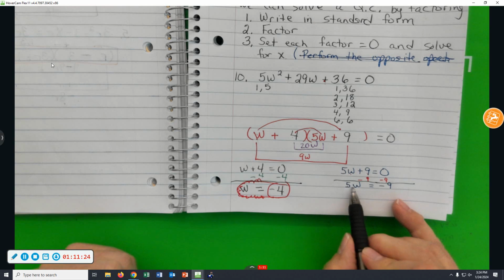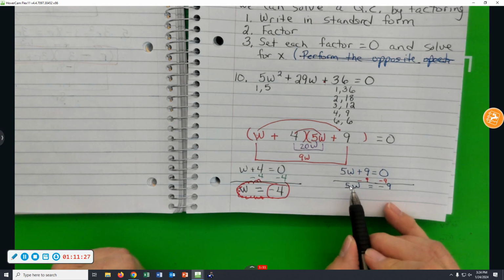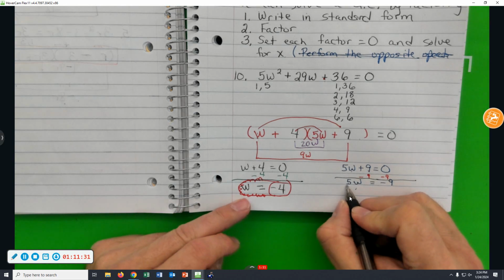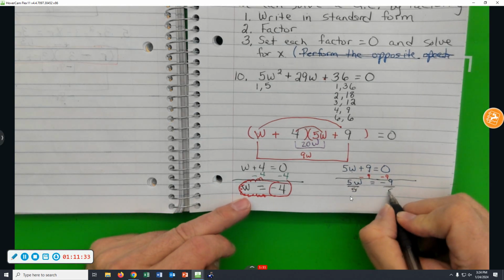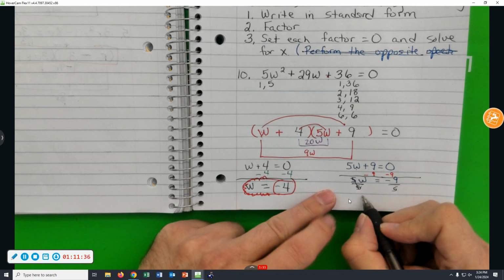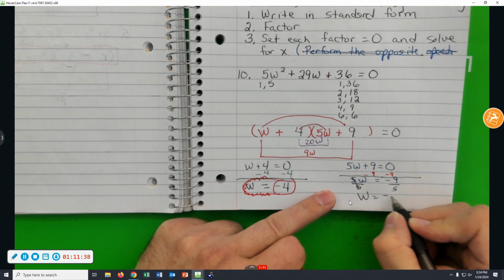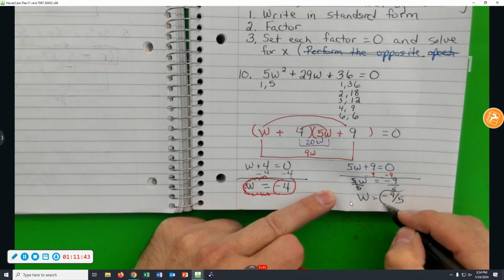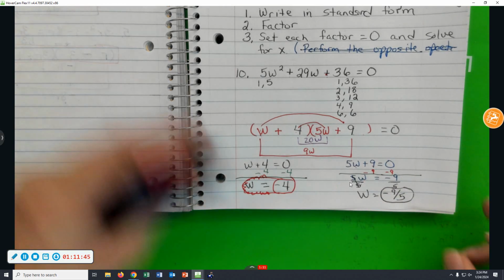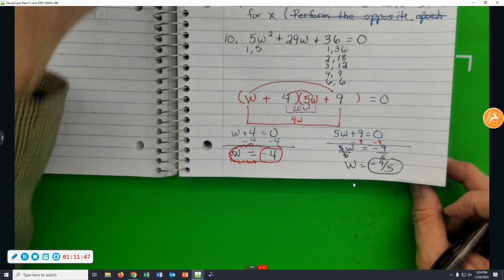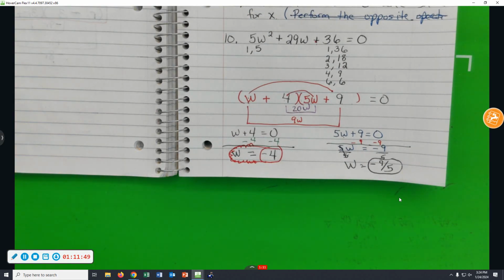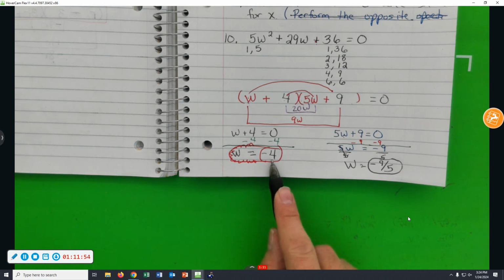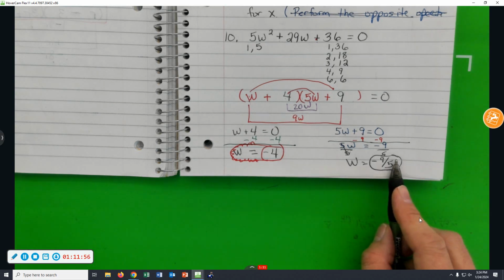Now, I'm trying to get the W by itself. What's the opposite of multiplying by 5? Divide by 5. Some of y'all may recall seeing this somewhere. To give us the second number, W equals -9 over 5. Oh, I'm sorry, I ran out of room there. Y'all see what I've done? Any questions? So we have a -4 and a -9 over 5.